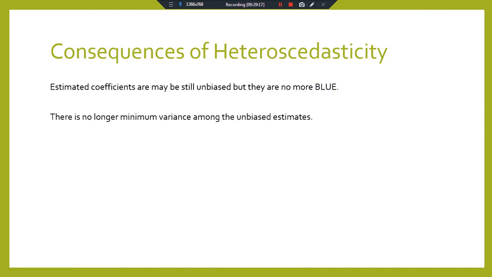There is no longer minimum variance among the unbiased estimators. In the first case you still have unbiased estimates, but they are not BLUE. When they are not BLUE, the variance is not minimum, because our main aim in regression is to minimize the variance. But if there is heteroscedasticity in our data, the variance does not remain minimum, so variance is increasing. When variance is increasing, we cannot apply OLS on such data.